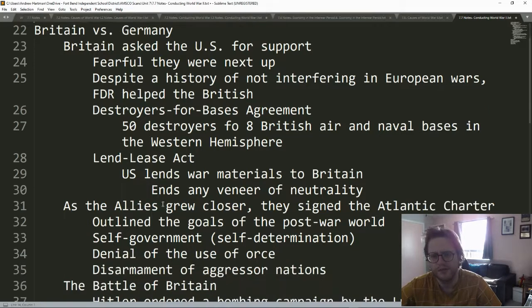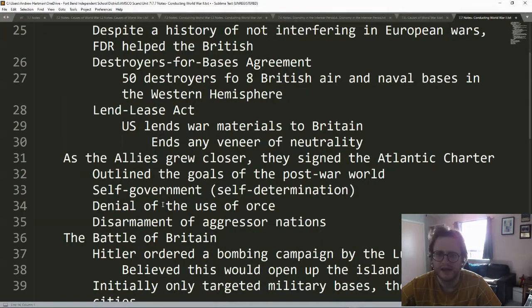The second one, though, probably more famous, the Lend-Lease Act, which basically the U.S. lends war materials to Britain and in exchange gets more bases, I believe. But since this is direct war material selling to them, this ends any concept of neutrality for the Americans, but they're still not participating in the war.